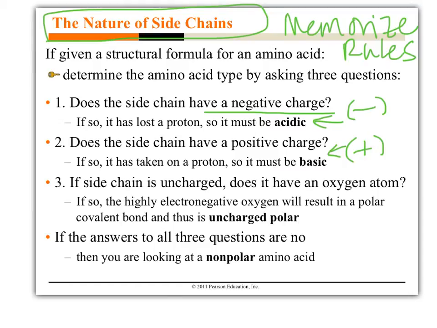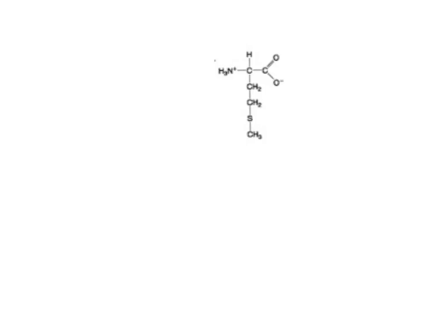If the side chain is then uncharged, we have two options. It could be polar or nonpolar, right? We don't know yet. Does it have an oxygen atom? If so, this highly electronegative oxygen will result in a polar covalent bond and it is uncharged polar. If the answers to all three questions are no, then it's nonpolar. So let's use these and see if that works. So here we go. If you were just given this, what do you think?